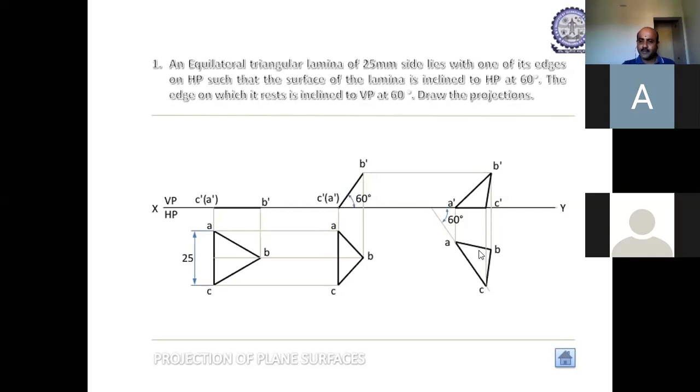Would you be able to get it? Yes, sir. Is it Ayush who is talking? Divyesh, could you get it? Sir, I was confused about the last position of the triangle. Tell me, what is your doubt again? No, sir. Now it's clear.